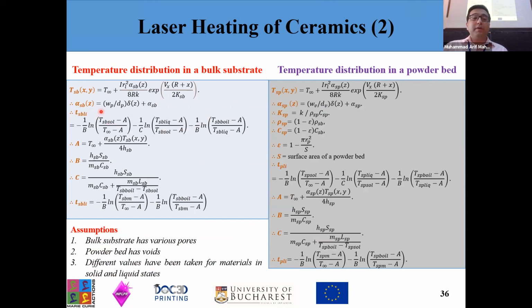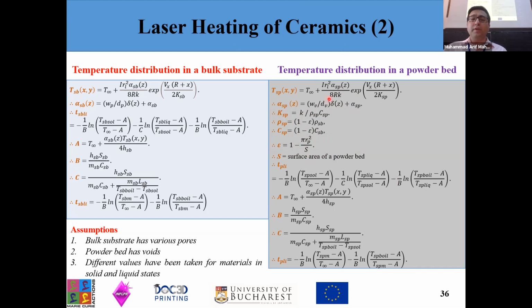And we can see from equation 2 that we also estimated the width to depth ratio of a pore within the bulk substrate. And the right hand side equation will assist in calculating the thermal distribution within the powder bed. And for the powder bed, we use the voids ratio, which is calculated as the mean powder area divided by the surface area of the powder bed. And we use this void ratio to calculate the thermal conductivity, density, and the specific heat.